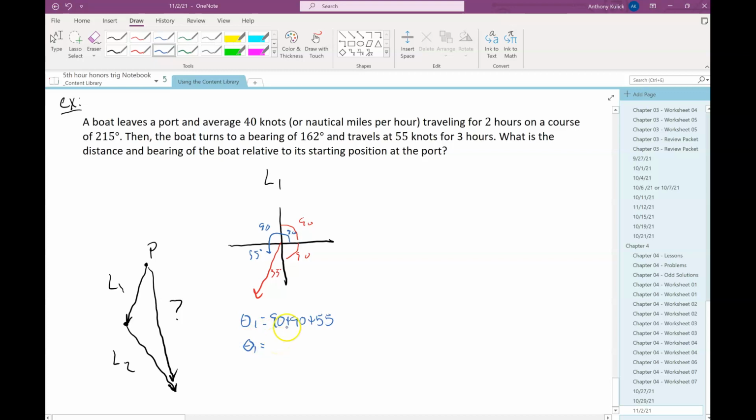So that is going to be 180 plus 55 is 235. Is everybody okay with that? Yeah. Okay. Now what I'm going to do here is, I know that we're on this for 2 hours and we're going 40 nautical miles per hour. So my length here is going to be 80 nautical miles. Everybody cool with that?